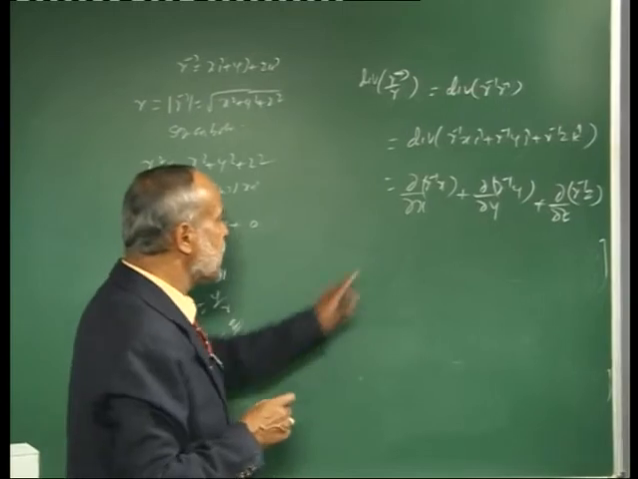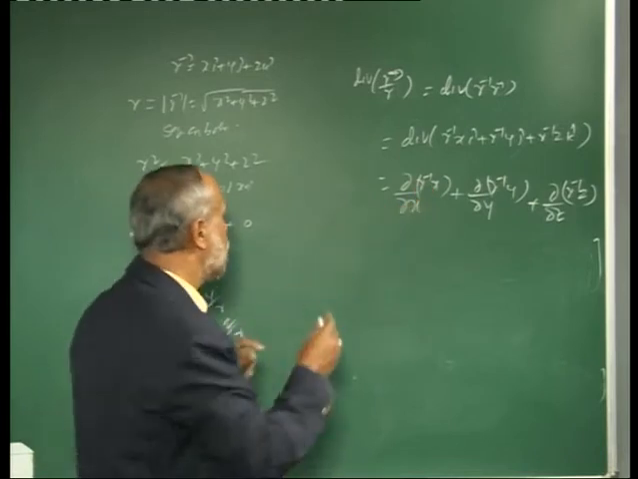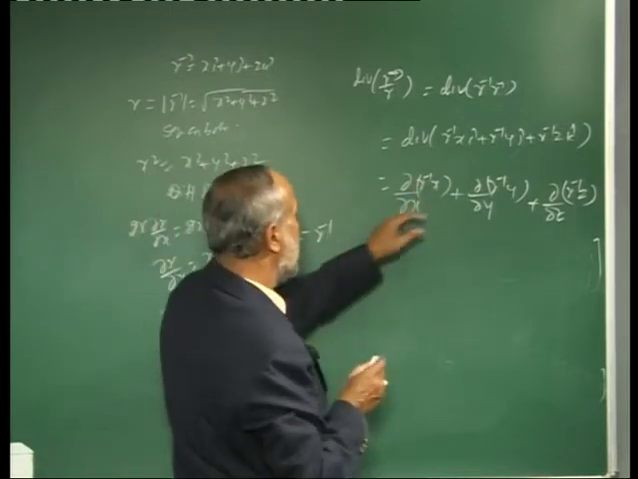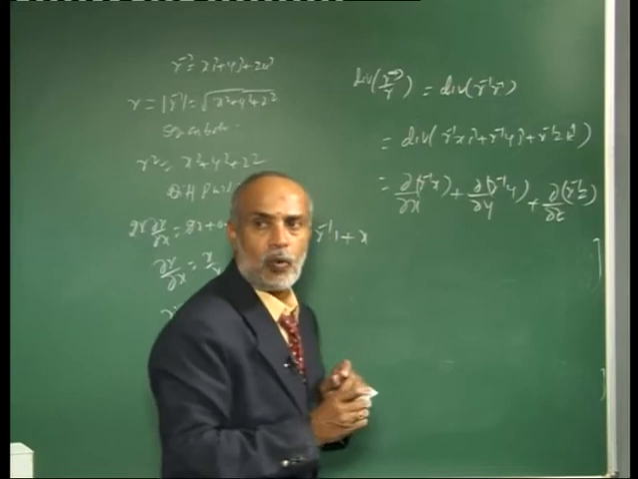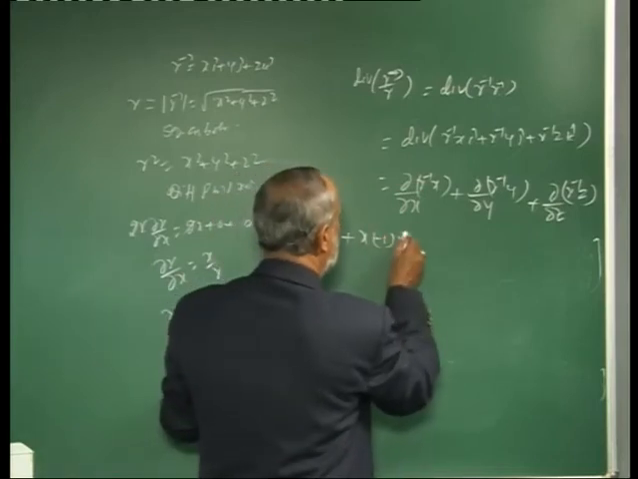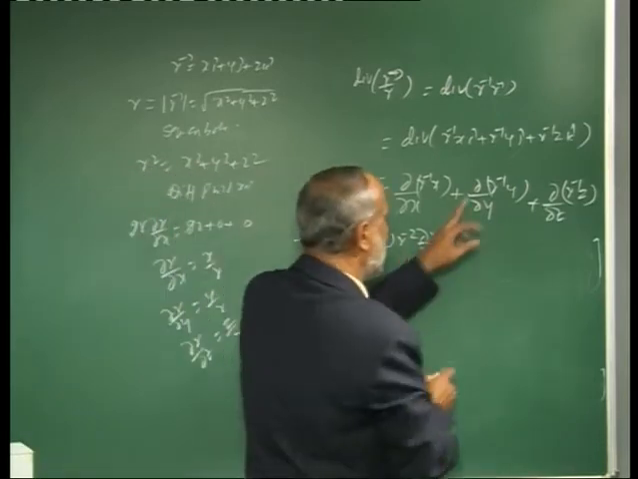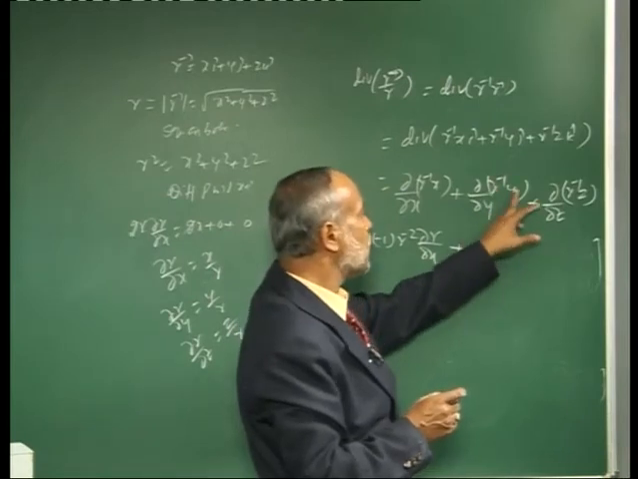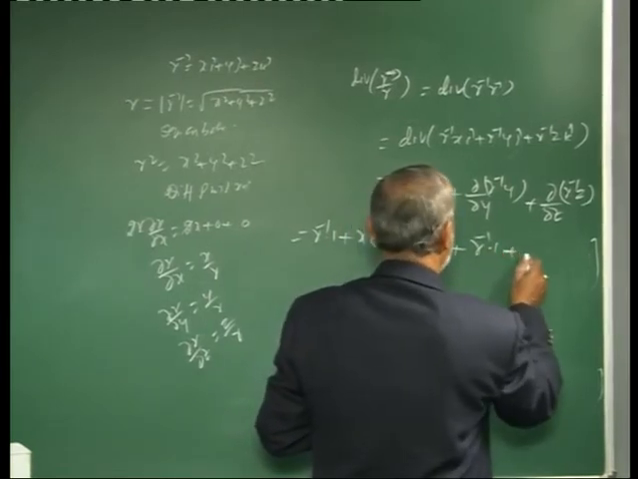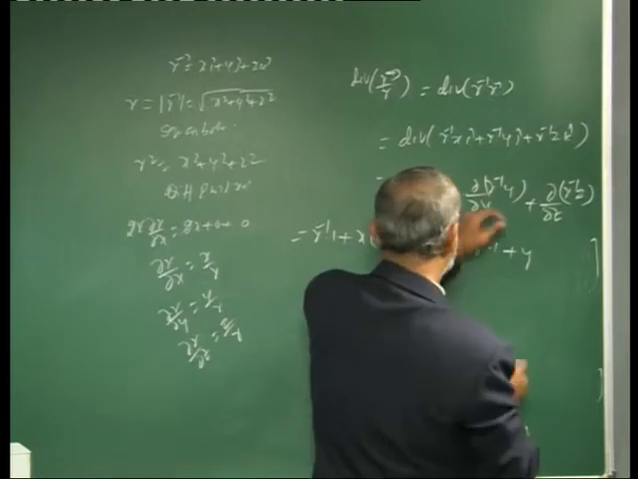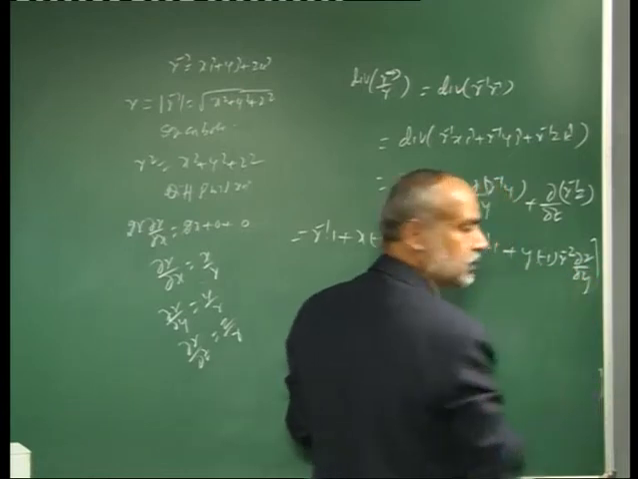See, now you have to differentiate this term partially with respect to x. This is a product of two functions. Treating r to the power of minus 1 as constant, x differentiation is 1, plus treating x as constant, r to the power of minus 1 differentiation is minus 1 into r to the power of minus 2 into dou r by dou x. Next, plus, again differentiating partially with respect to y, it is a product of two functions: r to the power of minus 1, y differentiation is 1, plus y into r to the power of minus 1 differentiation is minus 1 into r to the power of minus 2 into dou r by dou y.